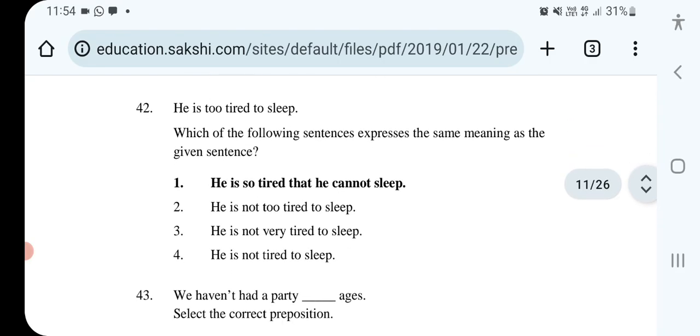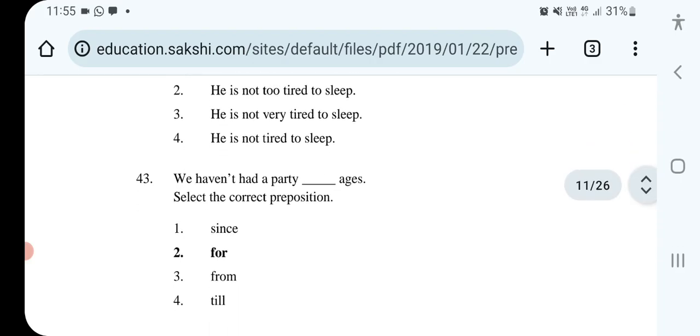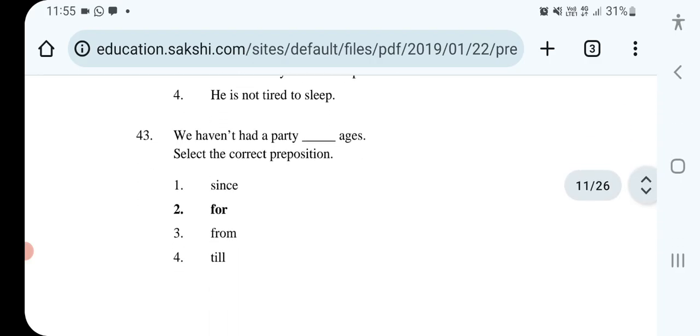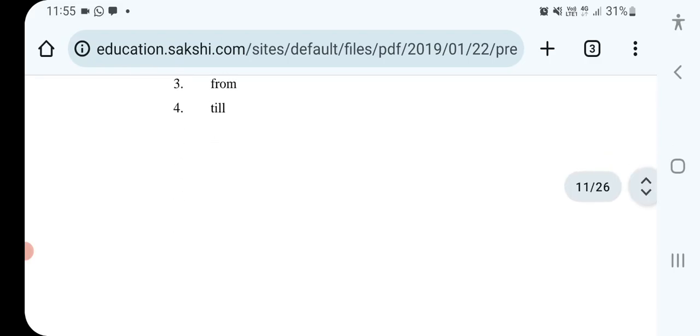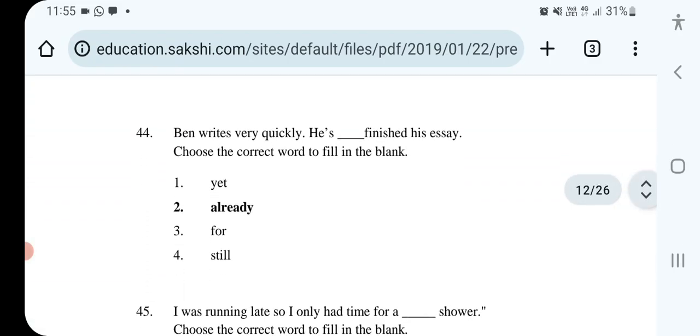He is too tired to sleep. Which of the following sentences expresses the same meaning as the given sentence? He is so tired that he cannot sleep. We haven't had a party for ages. Ben writes very quickly. He has already finished his essay.